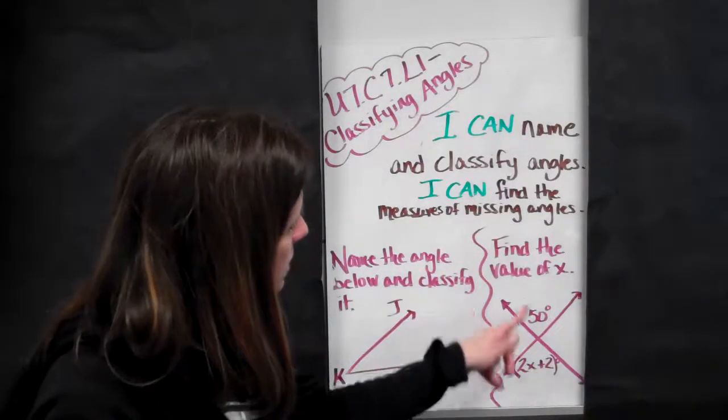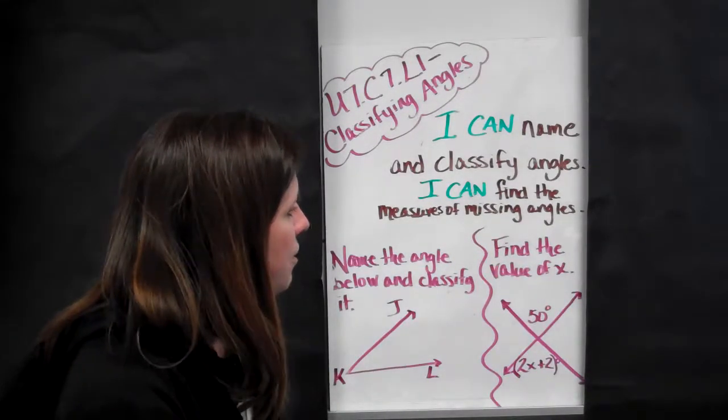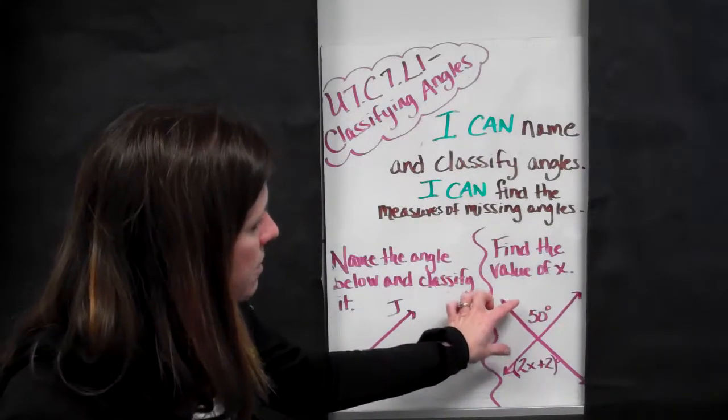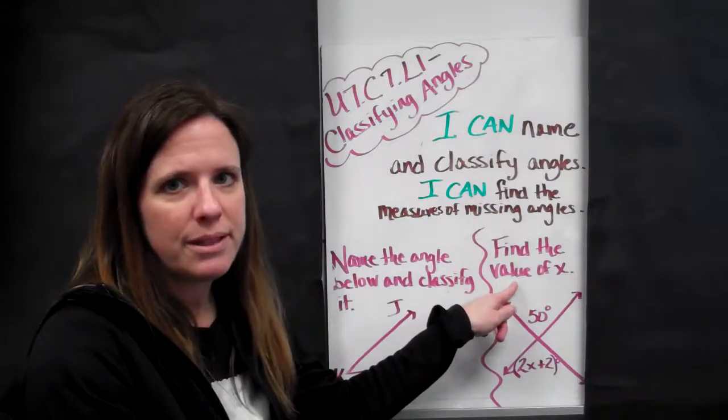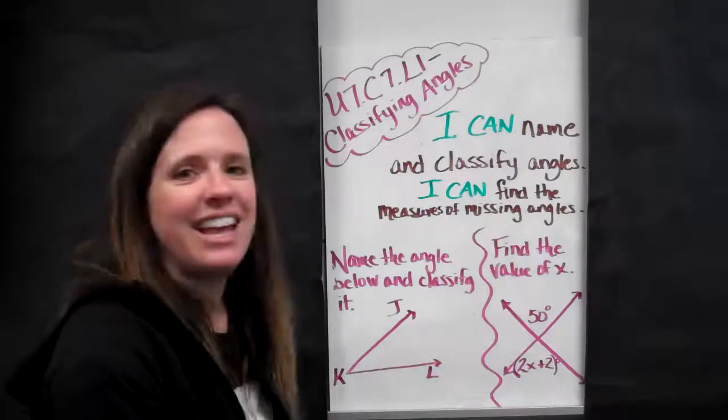And then in this one on the right, we're asking you to find the value of x, and we've given you 2 measurements, 50 degrees and 2x plus 2 degrees. And I didn't write it here, but these are vertical angles. Good luck.